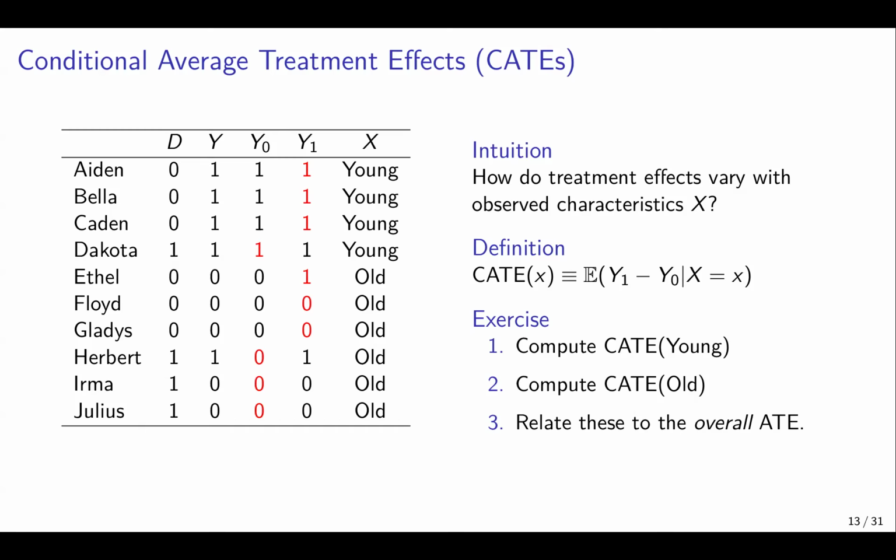The conditional average treatment effect is an average treatment effect when I condition on some observed characteristic. We usually abbreviate it CATE, C-A-T-E, and CATE of little x is defined to be the average of y1 minus y0, conditional on x, which is some set of observed characteristics, taking on the value little x. Using this definition, I would now like you to, again, pause the video and take a moment to compute the conditional average treatment effect for the young, the conditional average treatment effect for the old, and then I would like you to tell me how these relate to the overall average treatment effect. So take a moment, pause the video, try this out, and then I will show you my solution.